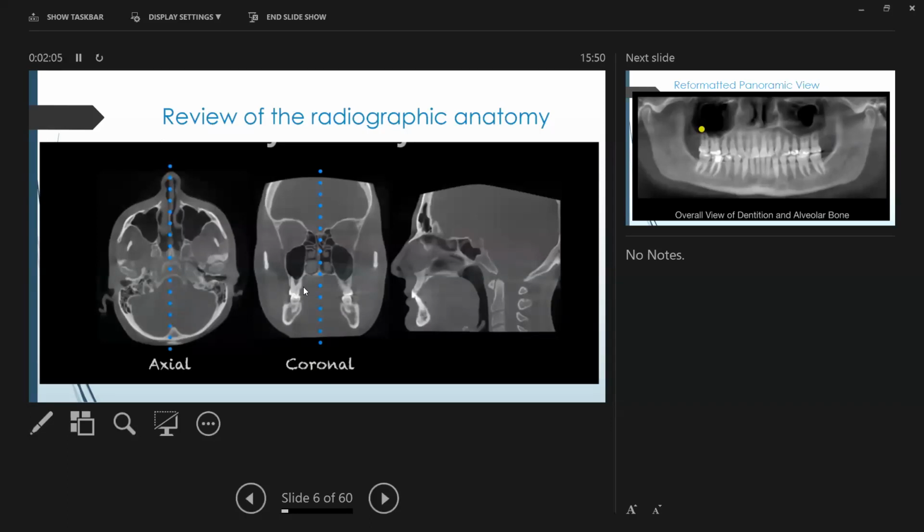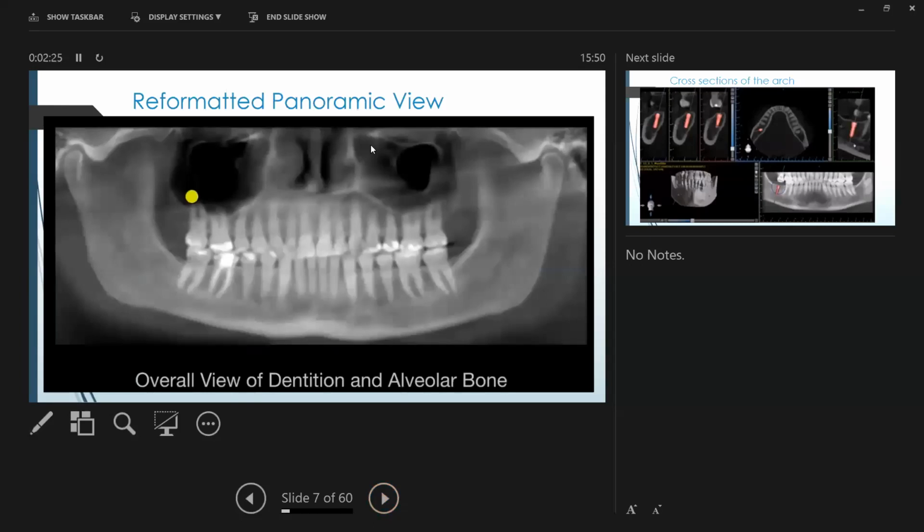Coronal is something which you are slicing, like a loaf of bread. When you slice it, what you see from the front is the coronal. And the sagittal is something where, near the mid-sagittal suture, you make a half of that and you see the other half. Very good. So these are the common views which you will be able to see.